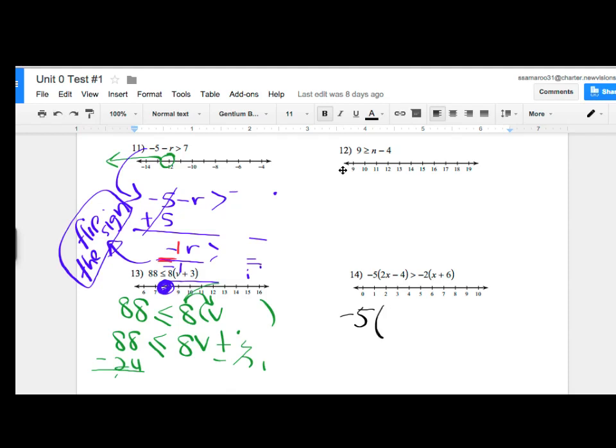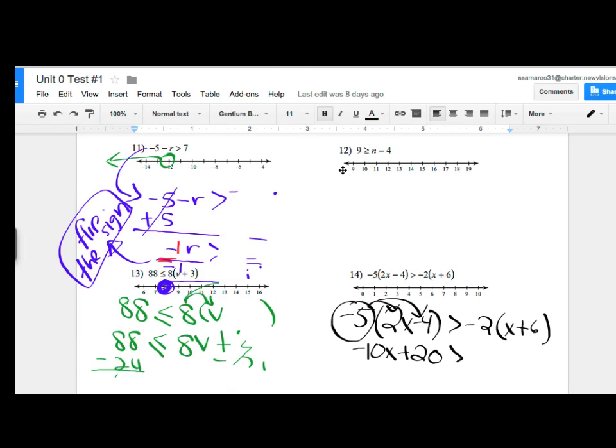So I have negative 5 times parentheses 2x minus 4 is greater than negative 2 times parentheses of x plus 6. I'm going to distribute my negative 5, making sure I keep the negative when I distribute. That's going to give me negative 10x plus 20. Negative times a negative is a positive. Greater than negative 2x minus 12.